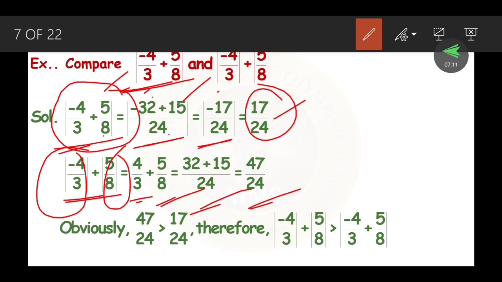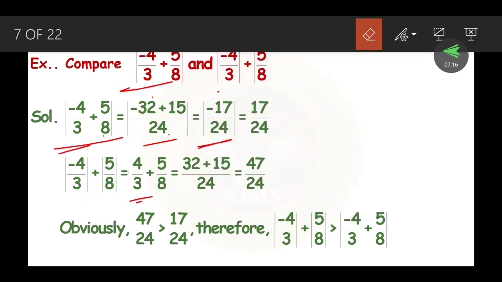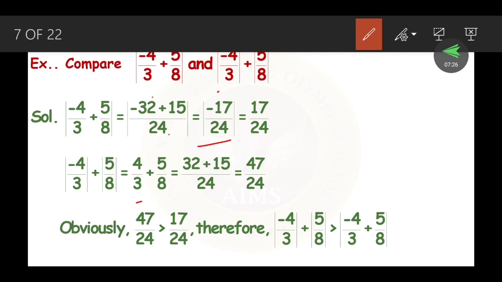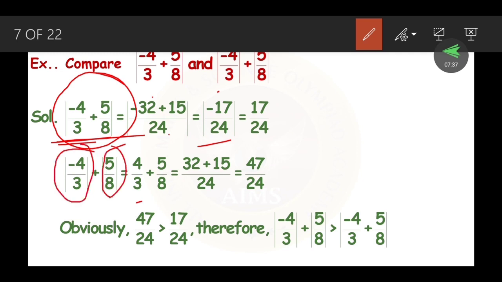Please be careful, children, because here both of them are different. The given fractions are same, but both of them are different. Here for the first they have added them, then they have given the modulus symbol. But here first the modulus symbol is given, after that they are added. That's why the two values we have got are different.